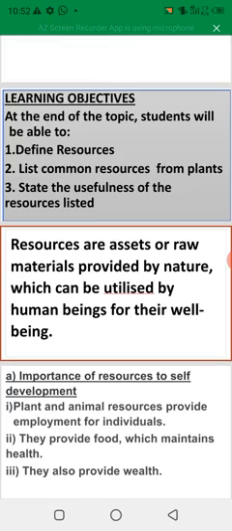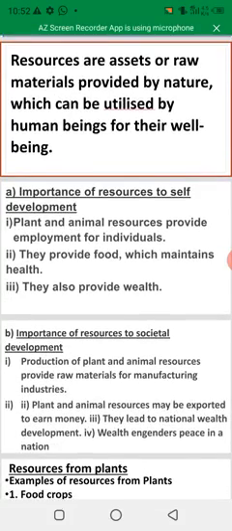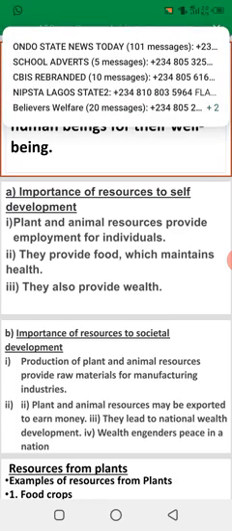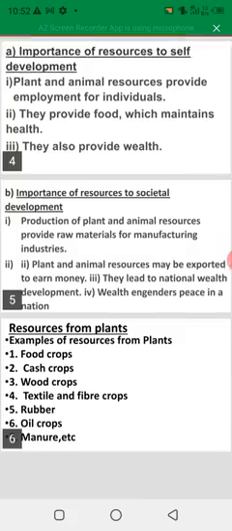That is the importance of these resources. We see that for ourselves. Number one, plant and animal resources provide employment for individuals, like horticulture. Those things are resources. They provide food which maintains the body. The plants we grow, the orange, the mango, the guava, all the fruits, they provide what? Food for us. They also provide what? Wealth. When we sell those fruits, we have what? Our income.